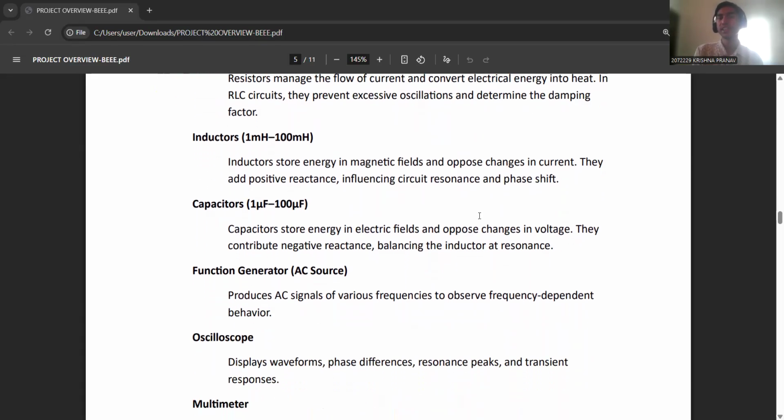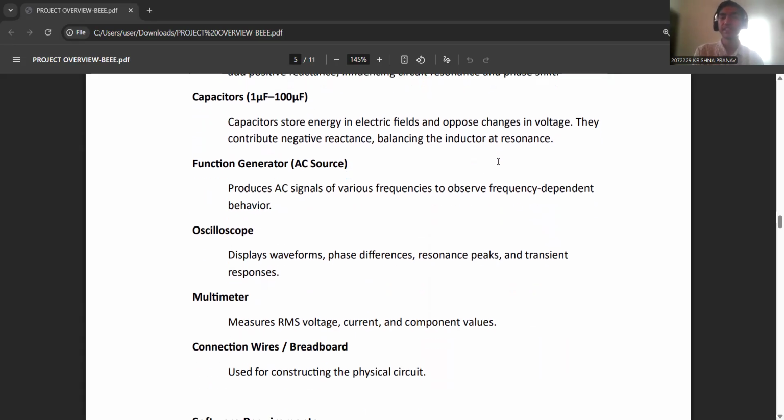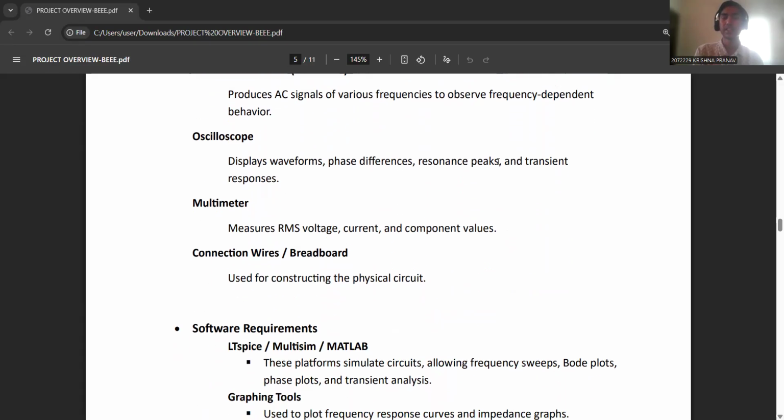Capacitors. Capacitors store energy in electric fields and oppose changes in voltage. They contribute negative reactance, balancing the inductor at resonance. Function generator produces AC signals of various frequencies to observe frequency dependent behavior. Oscilloscope displays waveforms, phase differences, resonance peaks, and transient responses.